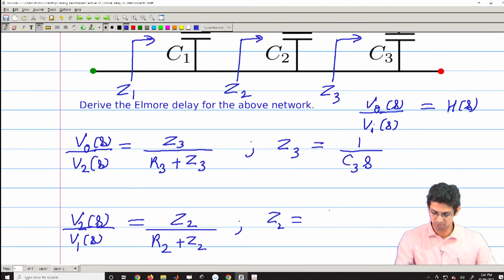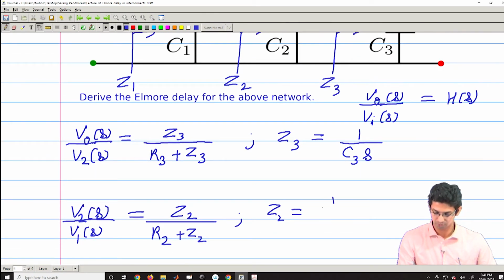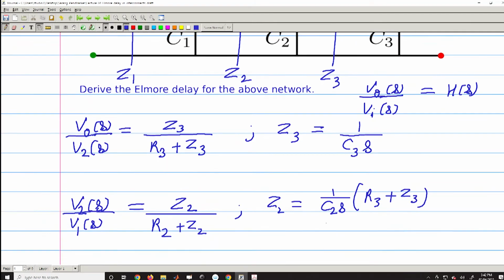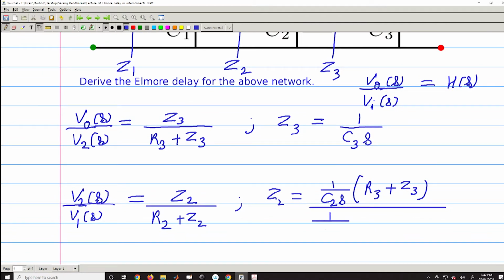So, your Z2 is a parallel combination of 1 by C2 S with R, not R2, R. So, this plus R3 plus Z3, whole multiplied into that, divided by 1 by C2 S plus R3 plus Z3.